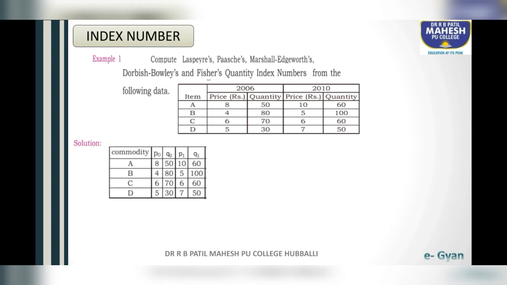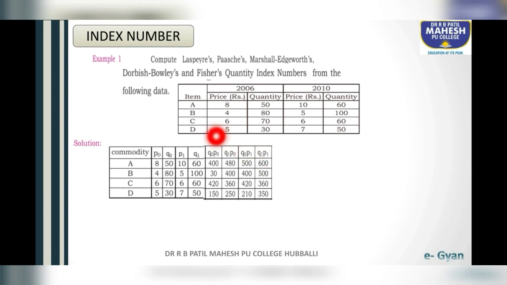Students, here 2006 is the base year and 2010 is the current year. 2006 price means base year price, P naught, and base year quantity means Q naught. 2010 means current year price, P1, and current year quantity, Q1. As you know, here you are finding the quantity index number. So we want Q naught P naught, Q1 P naught, Q naught P1 and Q1 P1.